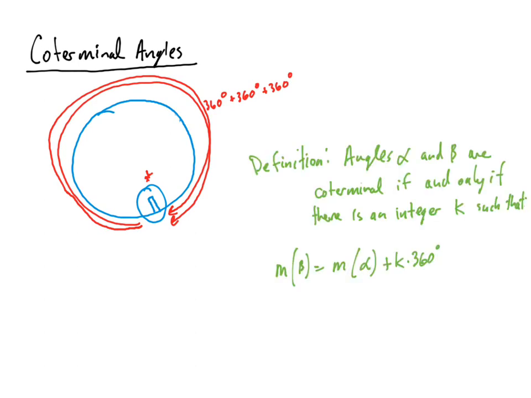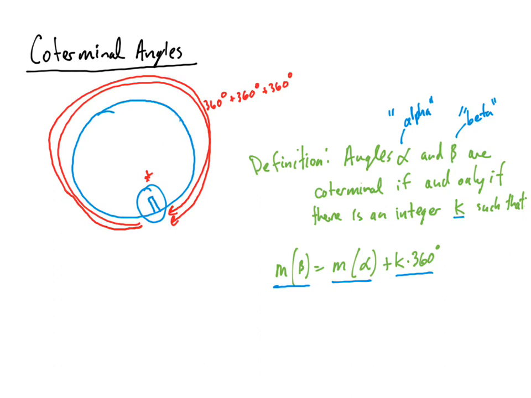All right, so our definition says angles alpha and beta are both coterminal if and only if there is an integer k such that the measure of angle B is equal to the measure of angle A plus k times 360 degrees.